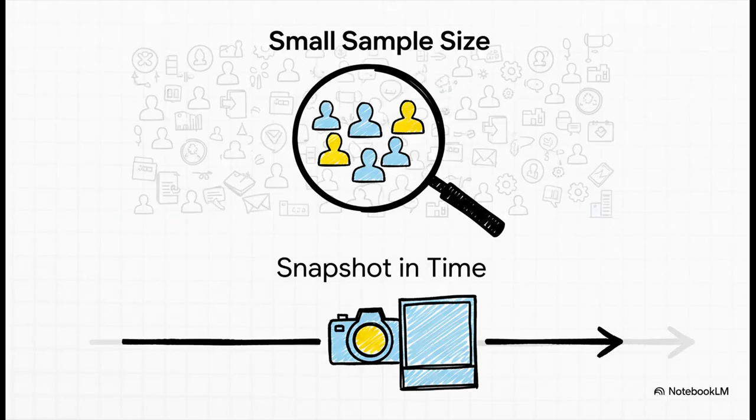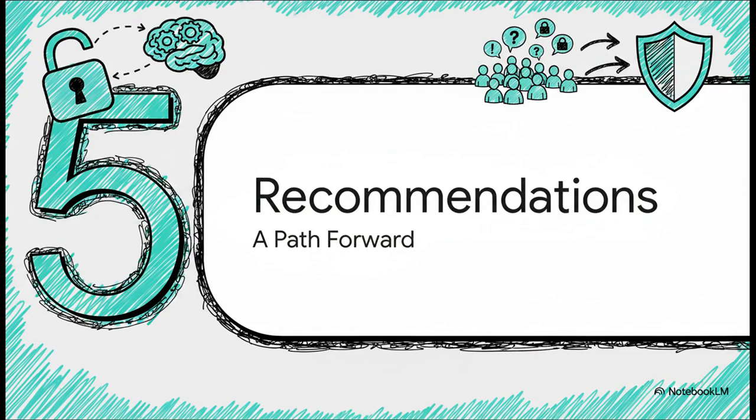And did the paper call out any of its own limitations? It did. The authors are clear that the sample size is small, just 6 companies. And they also note this is just a snapshot in time, what the policies look like in mid-2024. These things can and do change quickly. So based on all this, what does the paper propose as a path forward?